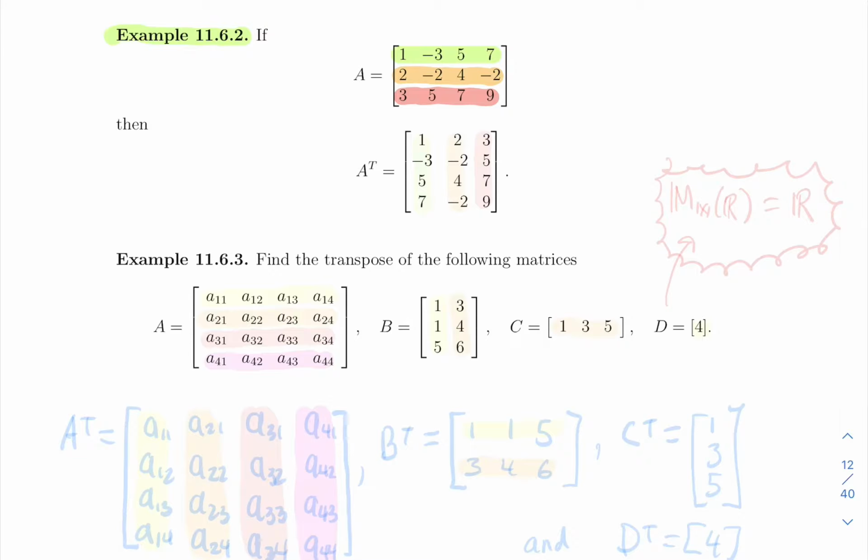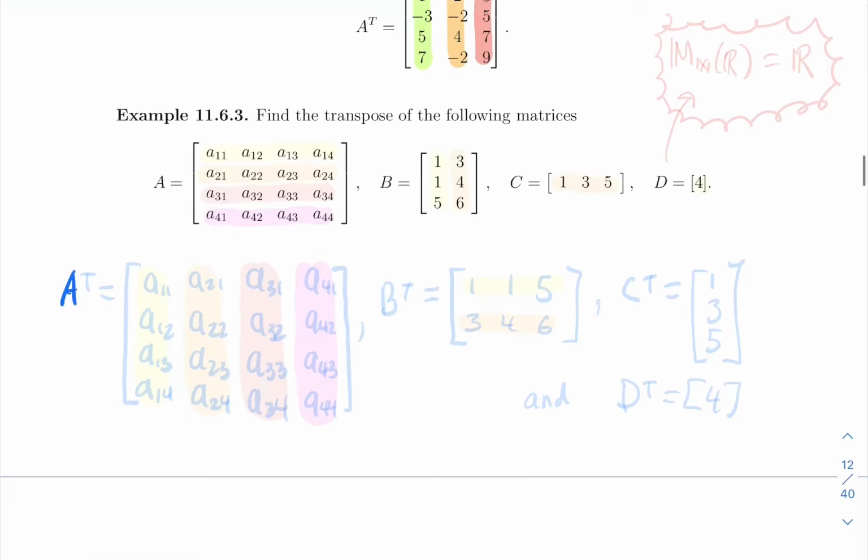So the first row, the green row, becomes the first column of the transpose. So it just rises up. And then the second row, 2, minus 2, 4, minus 2, becomes the second column. And then finally, the last red row, 3, 5, 7, and 9, becomes the last red column. So this is how you transpose. It's a very cute operation. And now let's do one more example.